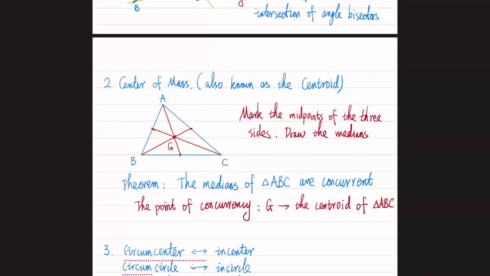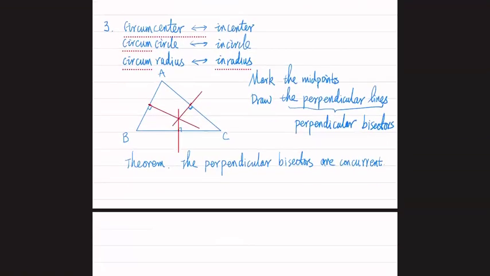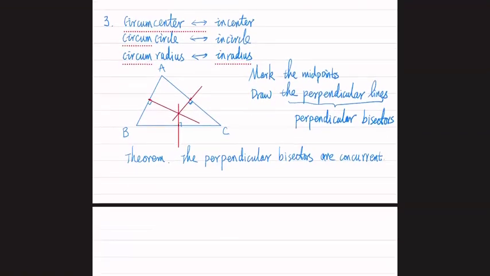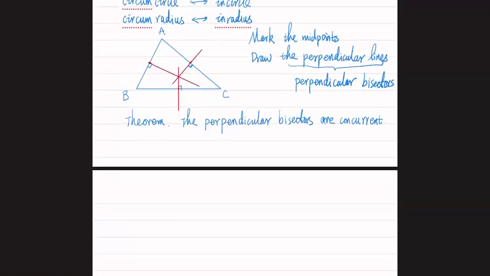We proved that this median and this median partition this third median into the same ratio. The intersection point must be the same. Okay, now let's go to here, prove why. To prepare ourselves for the proof, we will state a very simple fact.